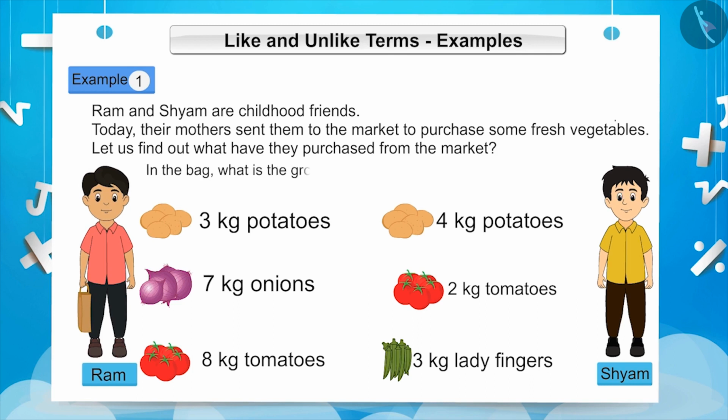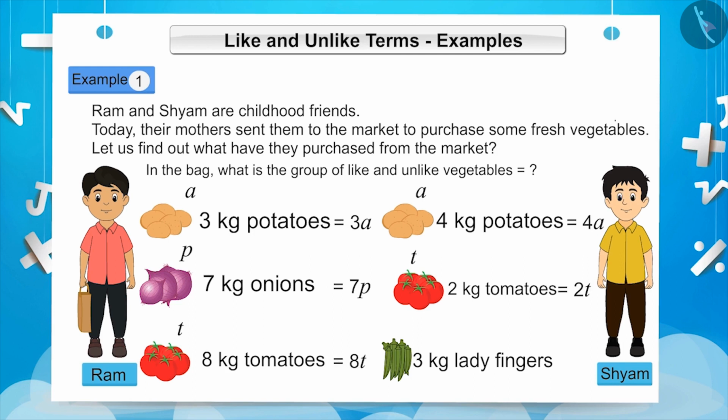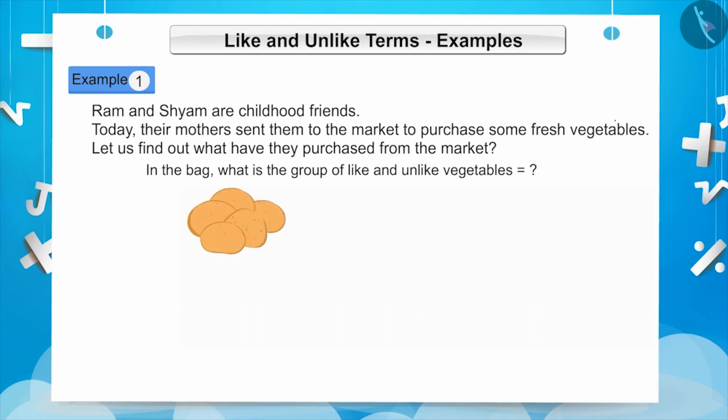So students, can you tell me in the bag which vegetables are like and which are unlike? Here, represent potatoes with A, onion with P, tomatoes with T, and lady's finger as B. Let us make groups of like things. In the bag, group of potatoes is equal to 3A, 4A. Group of tomatoes is equal to 8T, 2T.